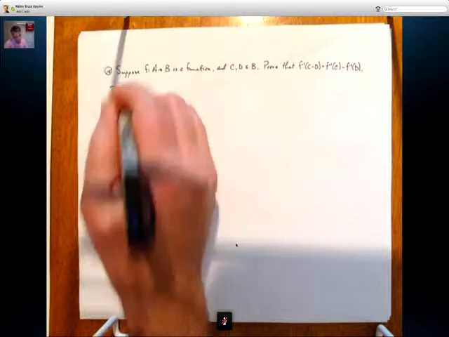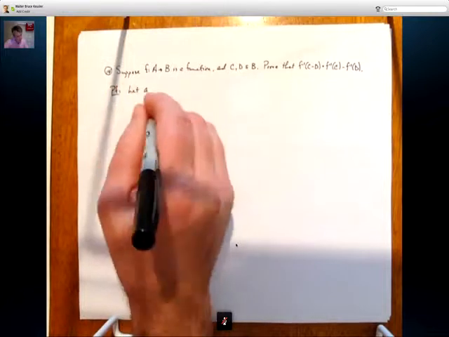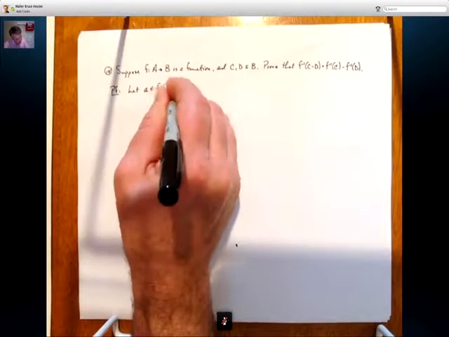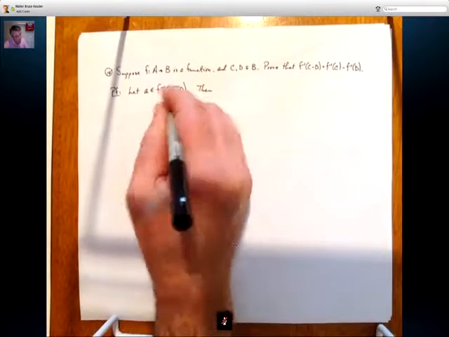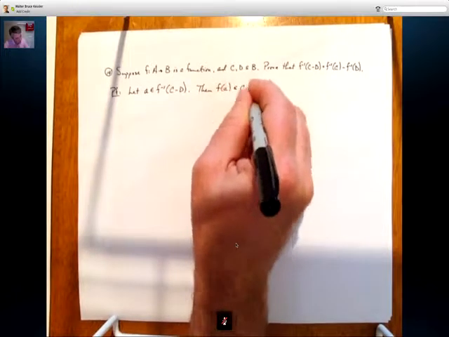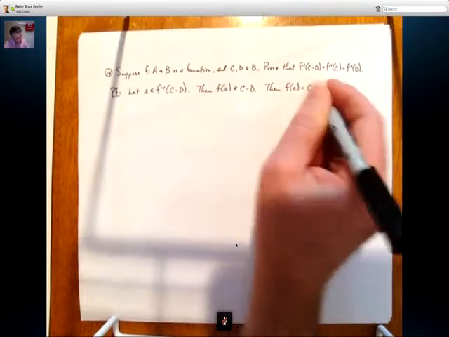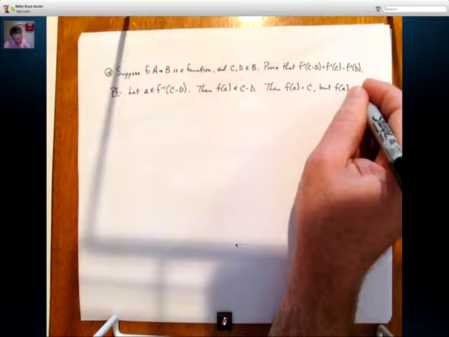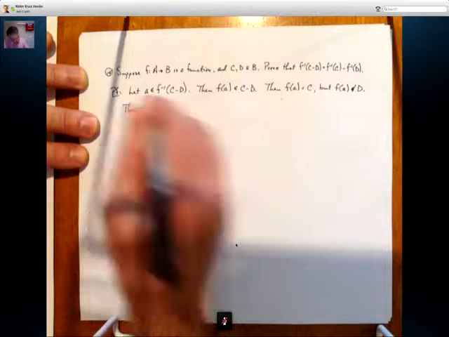Let, this is going to be, inverse images are in the domain, so I'm going to let my element be A. Let A be an element of f inverse of C minus D. Okay, and what that means is then there's something in C minus D that A gets mapped to. I'm just going to call it f(a). Then f(a) is in C, but f(a) is not an element of D. Okay.